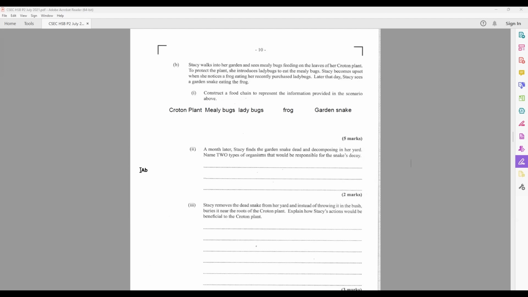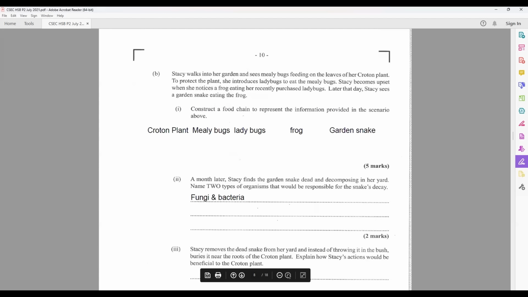A month later, Stacy finds the garden snake dead and decomposing in her yard. Name 2 types of organisms that would be responsible for the snake's decay: fungi and bacteria. You could use fungi and bacteria.